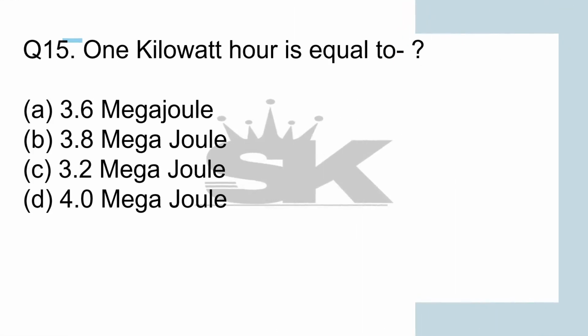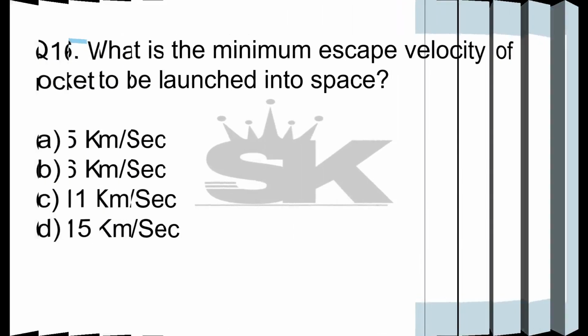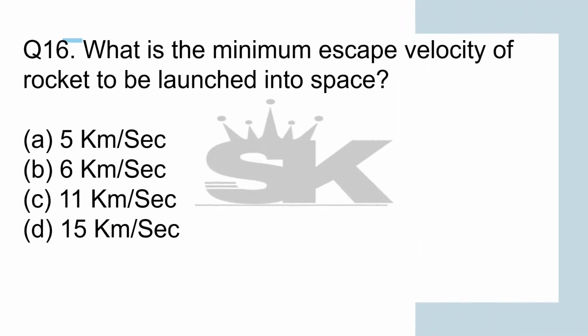1 kilowatt hour is equal to, the answer is 3.6 megajoule. Okay, what is the minimum escape velocity of a rocket to be launched into space? Answer is 11 kilometer per second.